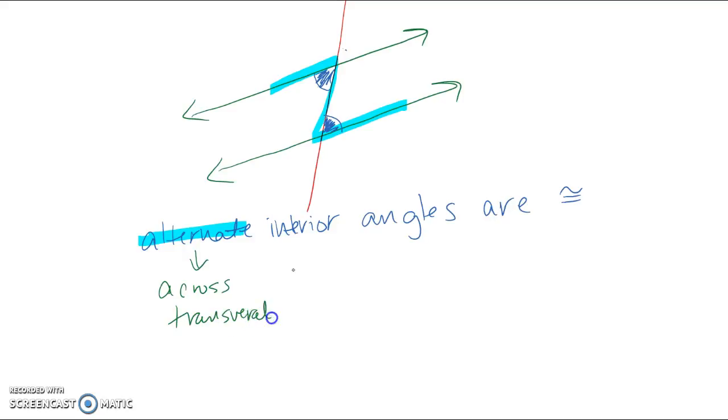And what about interior? What does interior mean? Well, duh, it means inside, right? So this one's inside the parallel lines. So that's why they're called this. You know, they don't just make up words. They actually have meaning. So alternate across the transversal, but also inside those parallel lines. Okay, cool. So let's see if there's any others that end up congruent.